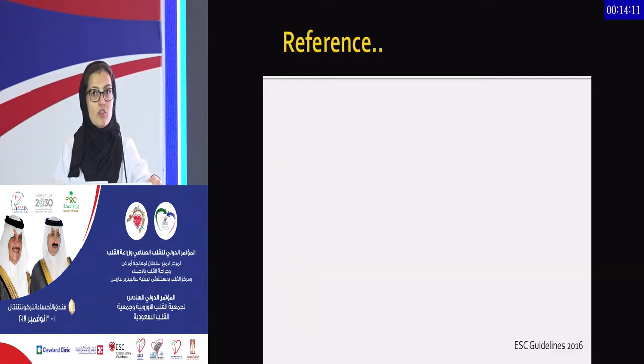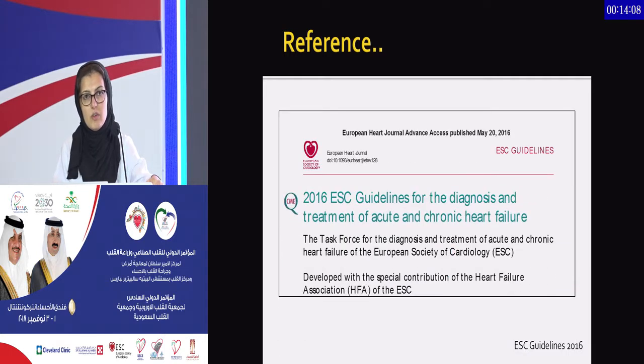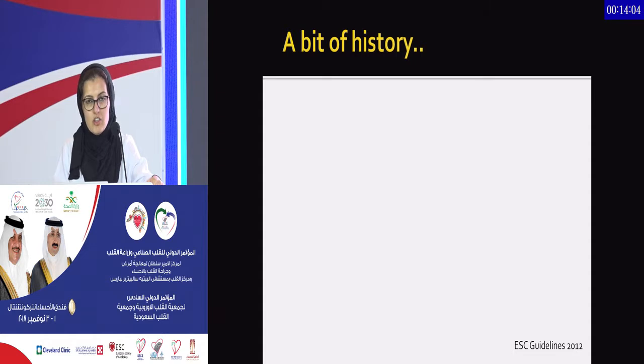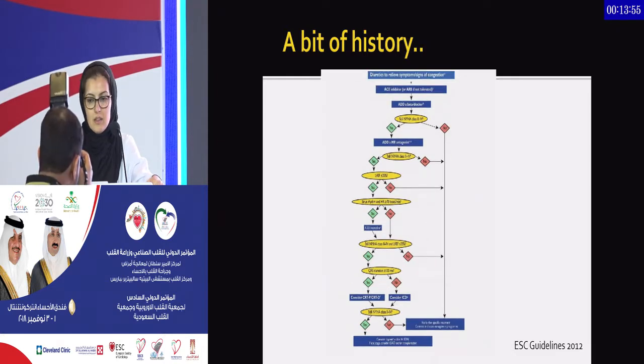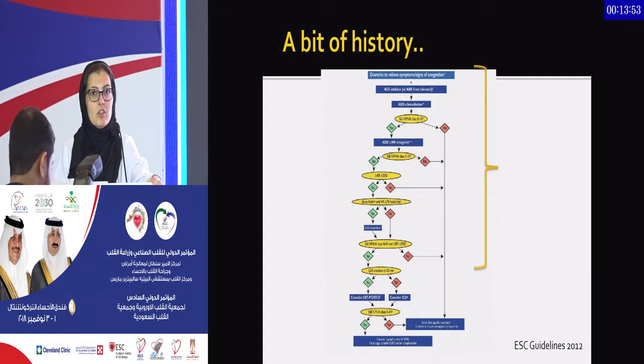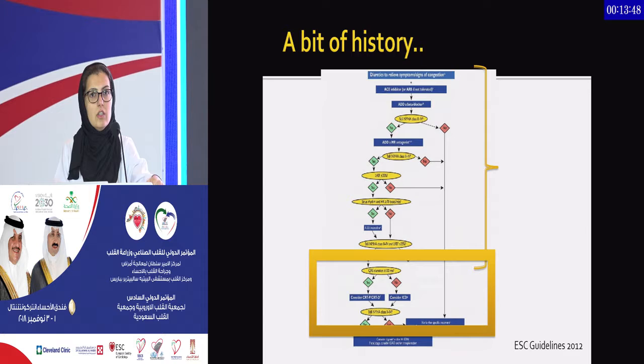The main reference of this talk is going to be the latest European Society of Cardiology guidelines, which were updated in 2016. Just a tiny bit of history. Prior to these 2016 guidelines, exactly 4 years before that, in 2012, the heart failure algorithm looked like this. So you had to have a bunch of medications that you needed to prescribe for the patient, up titrate, before you even considered devices. And that was the second to last step before advanced heart therapies in terms of mechanical circulatory support and heart transplant.